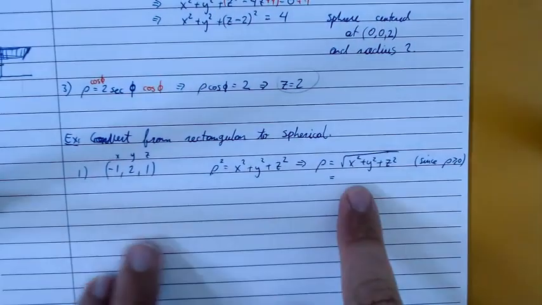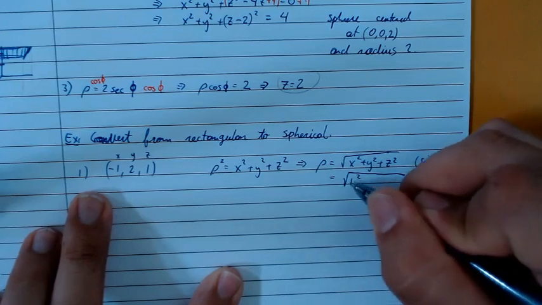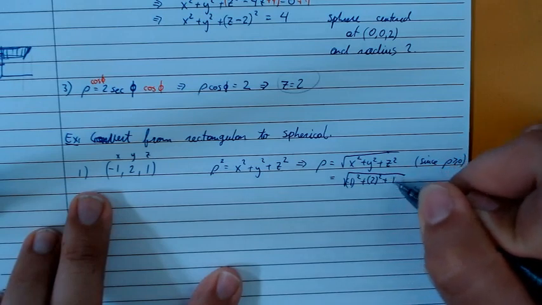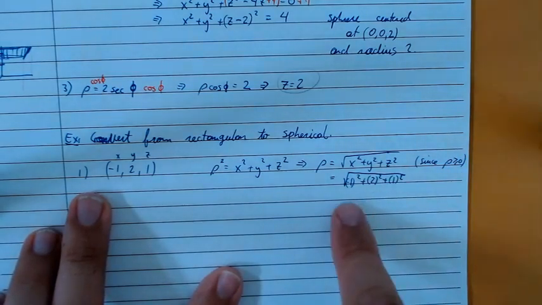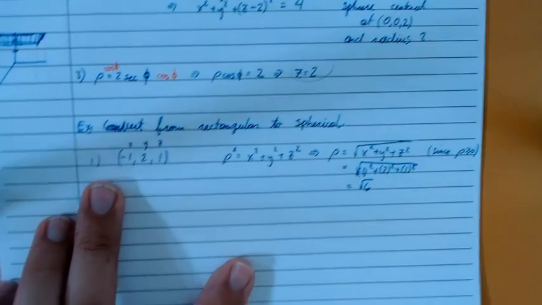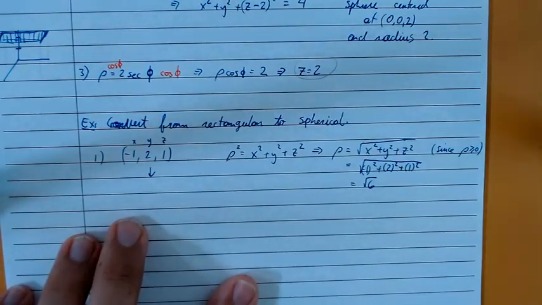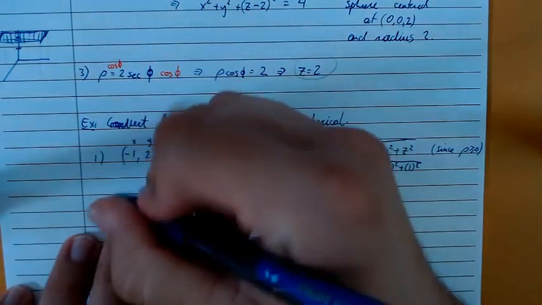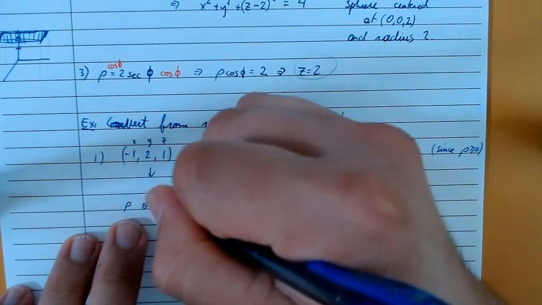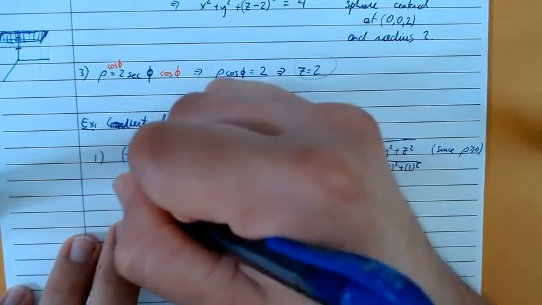Okay, so there we go. Just plug in those numbers. That'll be the square root of -1 squared plus 2 squared plus 1 squared. So 1 plus 4 plus 1 is 6. That's the square root of 6. So when we convert from rectangular to spherical, we're turning x, y, and z into rho, theta, and phi. All right, so we have our rho. That's the square root of 6.